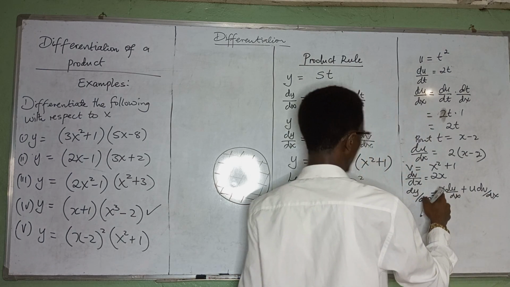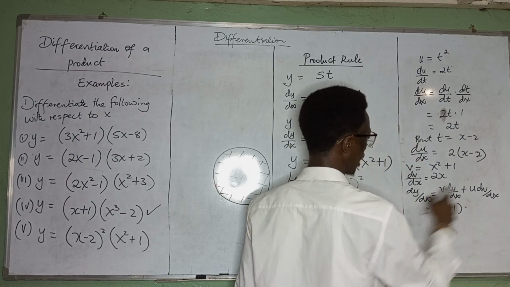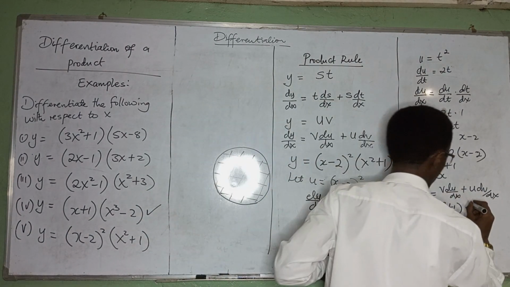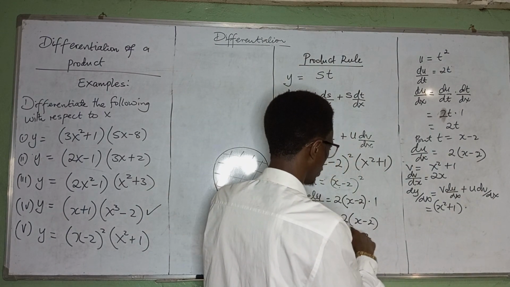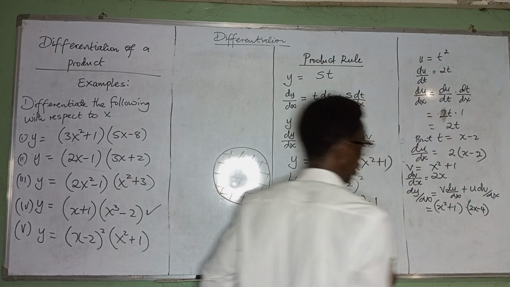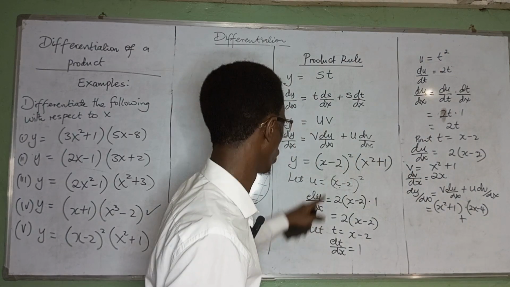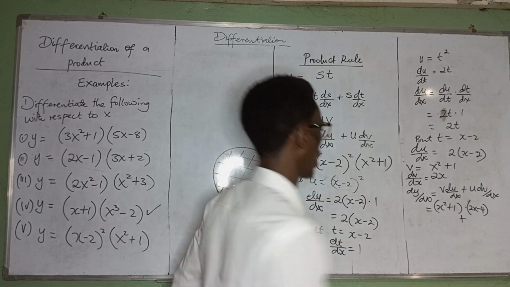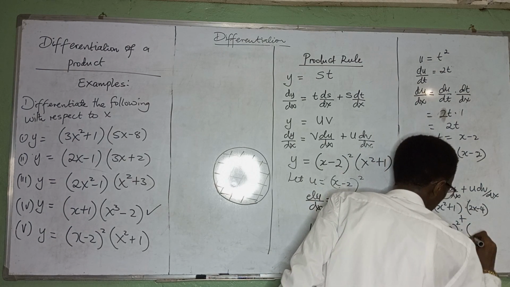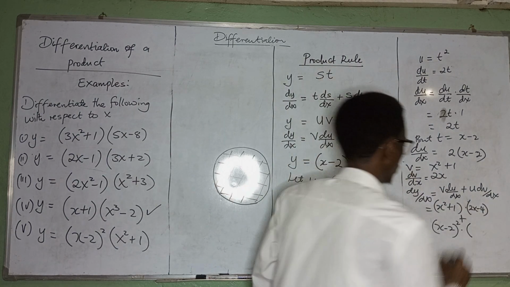What is my v? My v, of course, is x squared plus 1 multiplied by, what is my du by dx? Du by dx is 2. So if I multiply now this one, I open the bracket, this becomes 2x minus 4. So that's for the whole of this plus. Now what is my u? Your u is x minus 2 all squared, multiplied by, what is my dv by dx? Your dv by dx is 2x.